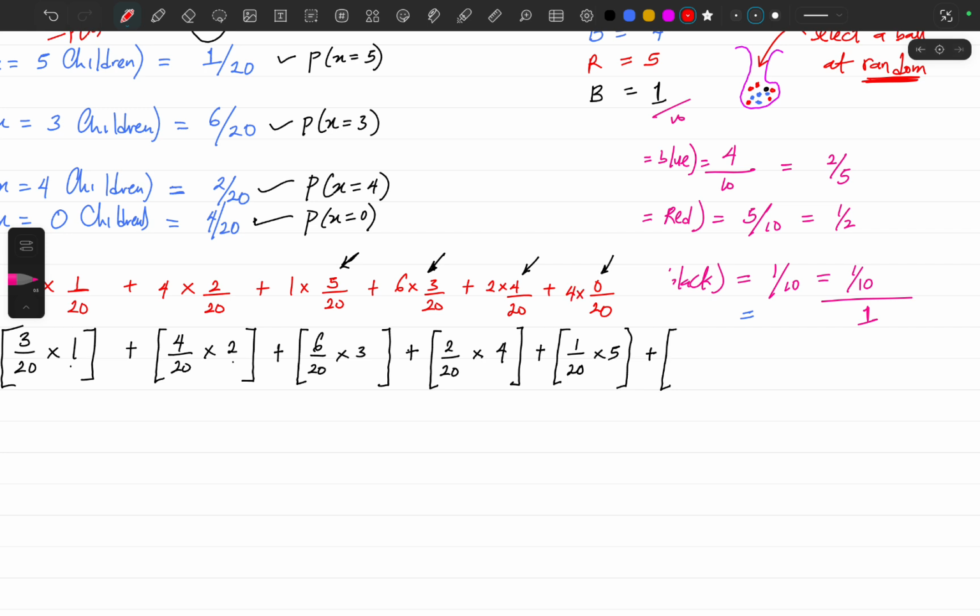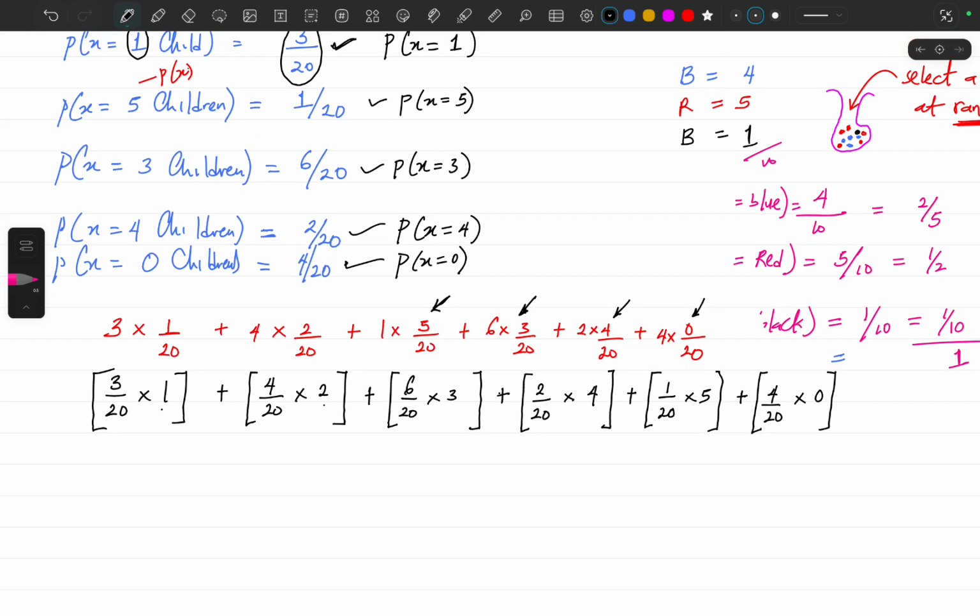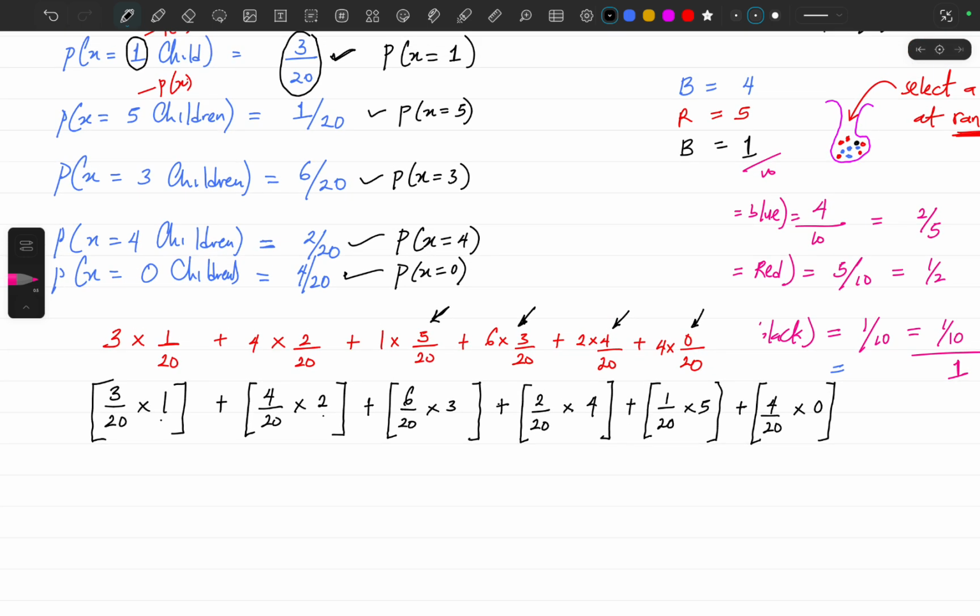Okay, so now in that way you're going to be getting off with 4 on 20, right, multiplied by 0. There we have it. Okay, now the beauty of this that I want you to remember is that don't forget that 3 on 20 is probability of x, where x could be anything. That's probability of x. You get the idea? That's all probability of x.